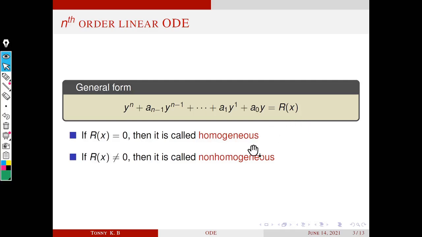Now, we also know that if the right hand side is 0, then such a differential equation is called homogeneous, otherwise non-homogeneous. That means the right hand side is not equal to 0. In this session, we will discuss how to solve a non-homogeneous differential equation using the method of undetermined coefficients. We have seen this method for non-homogeneous ODE in the case of second order.